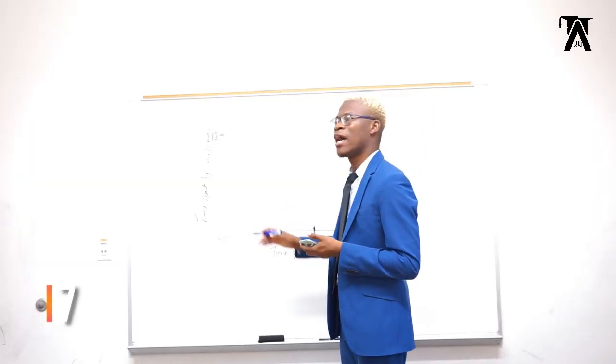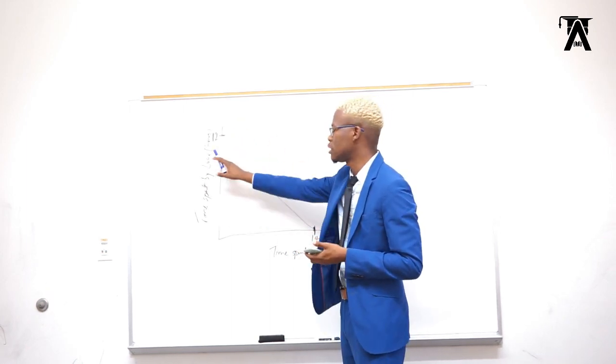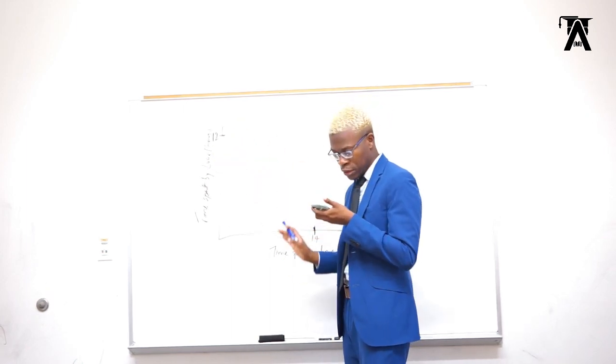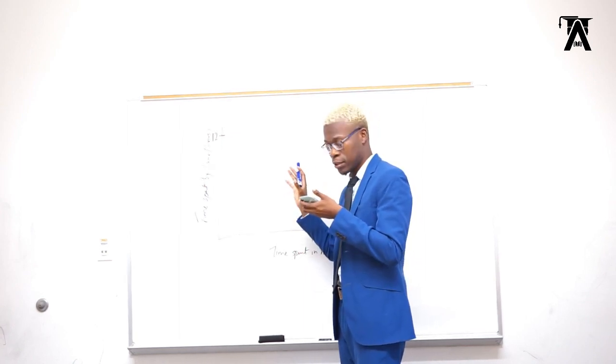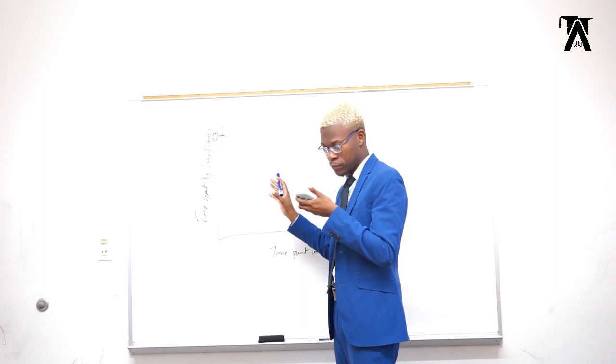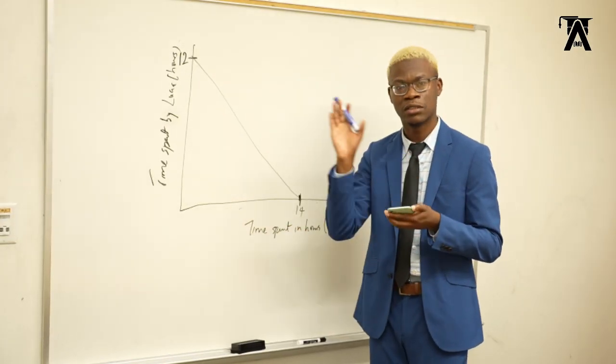In question 7, we have this graph representing the time spent by two people, Lucia and John. So the question says, Lucia and John worked together to make 60 paper flowers at the school party. So this is the graph that represents it. Now you see the graph in the question.